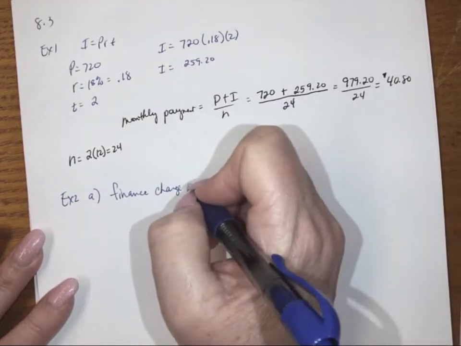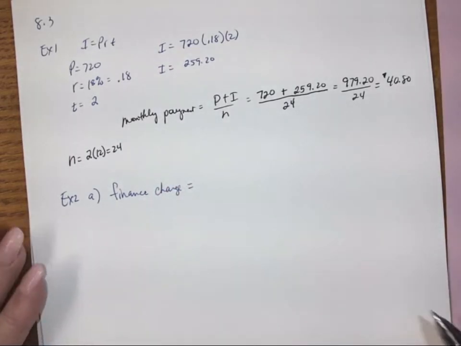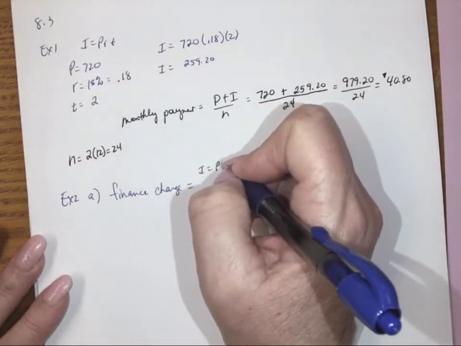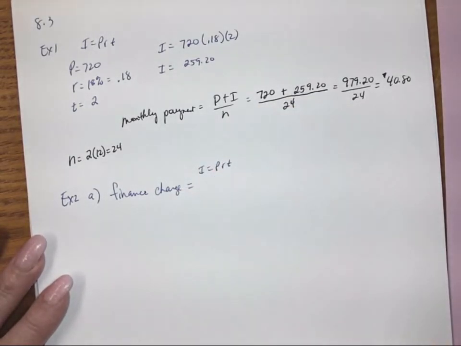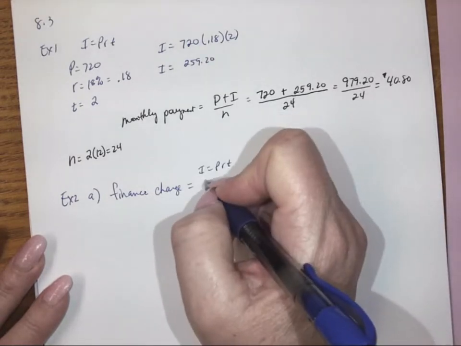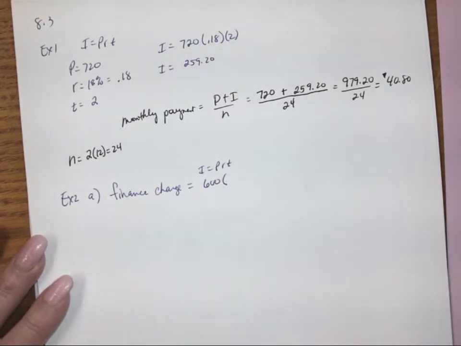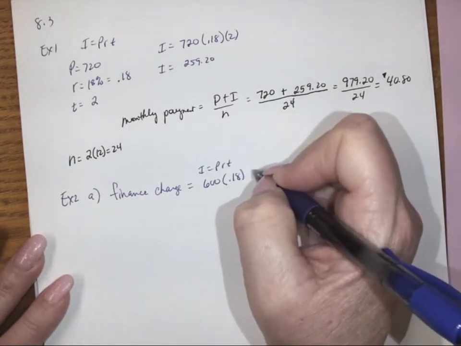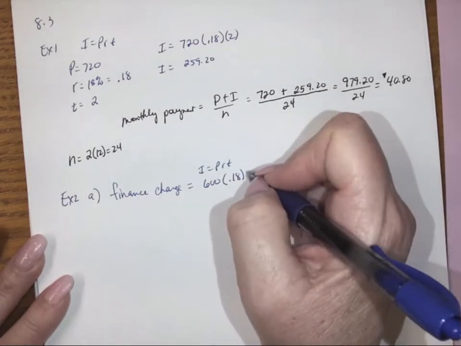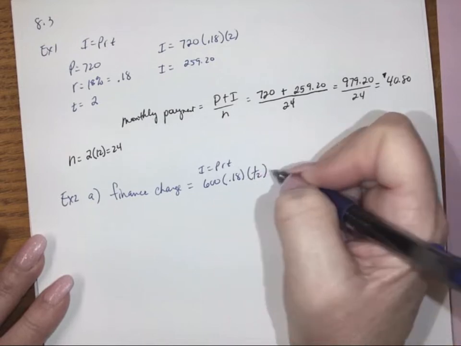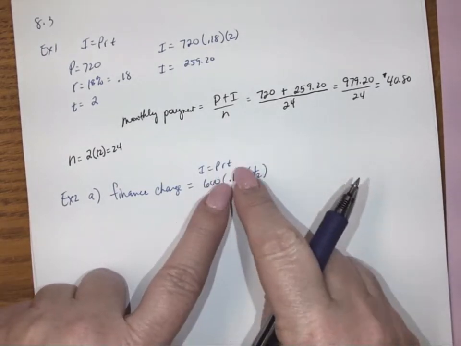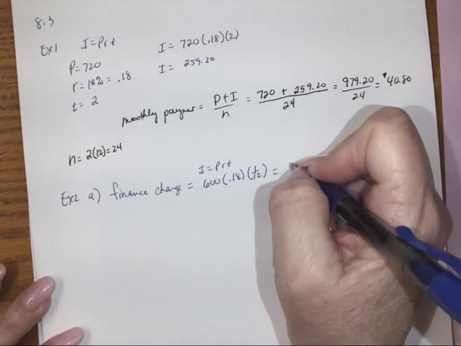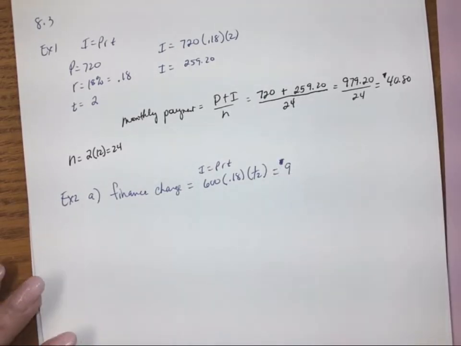And for the finance charge, we're going to take the balance, which was $600. So we're using our I equals PRT again to find that interest. So our principal is $600. The rate was 18%, so 0.18, times the T. The T is going to be 1/12. So here's our P, here's our R, and here's our T. When we multiply that, we will get $9.